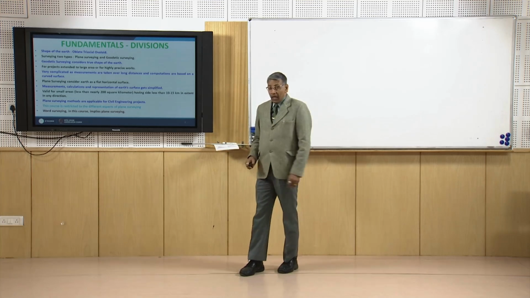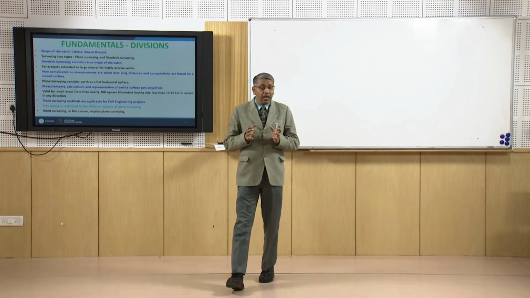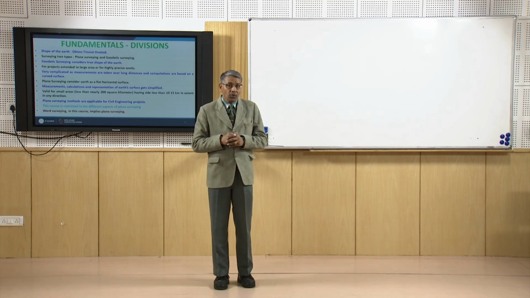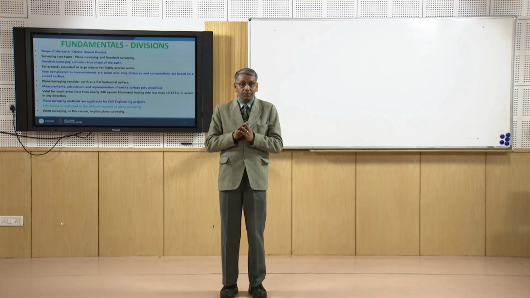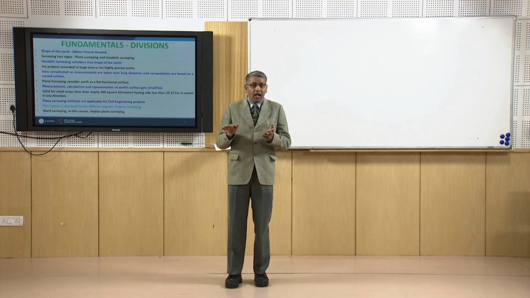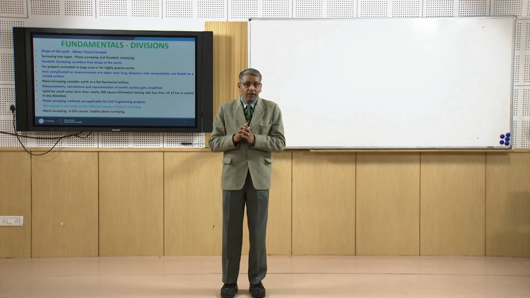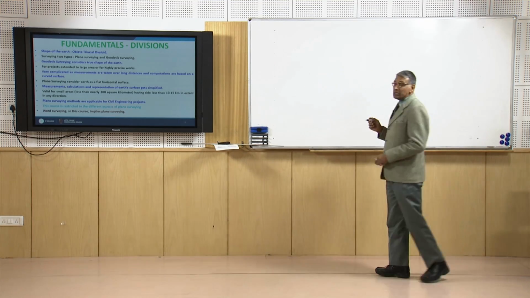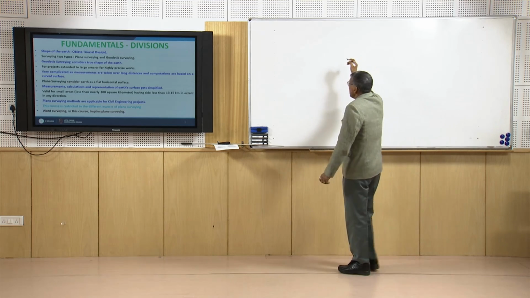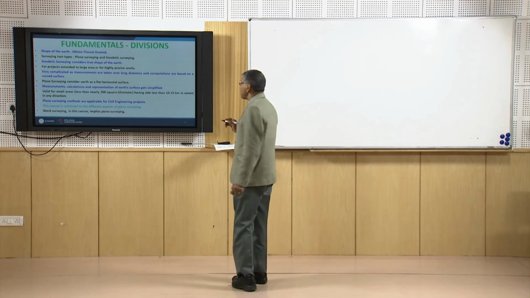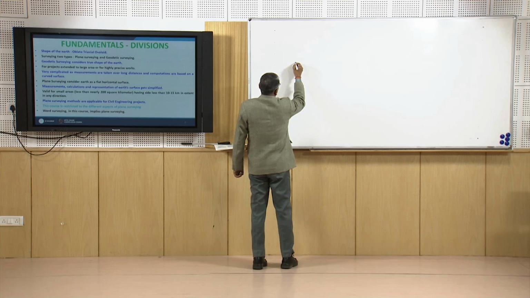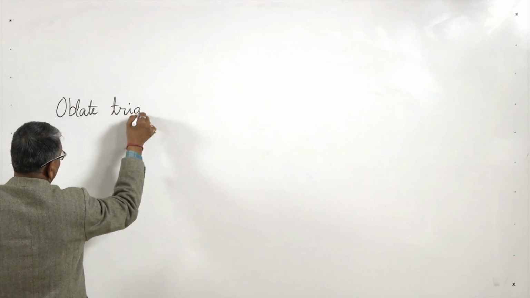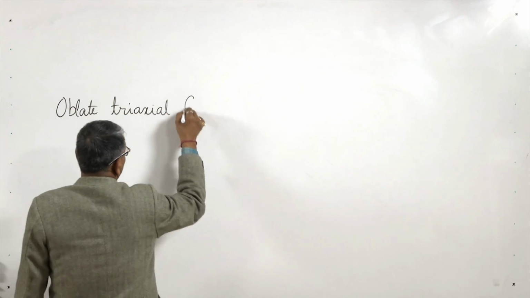Now, as I told you, surveying is the science of measurement of the earth. Now, we all know that the earth is not a plane surface, it is curved. Generally we say it is spherical in shape, but actually the shape of the earth is termed as oblate, triaxial, ovaloid.